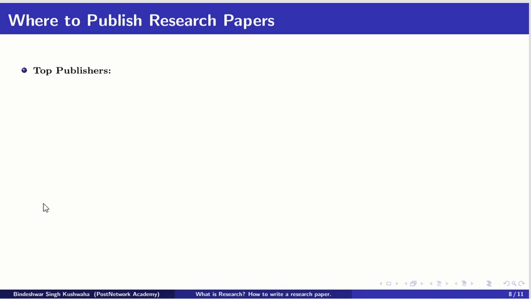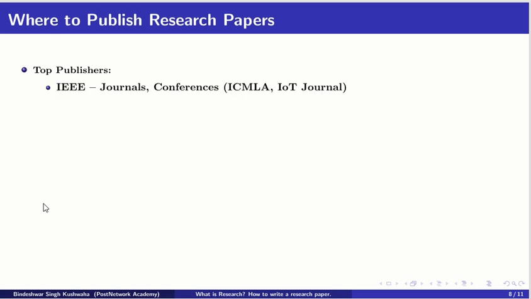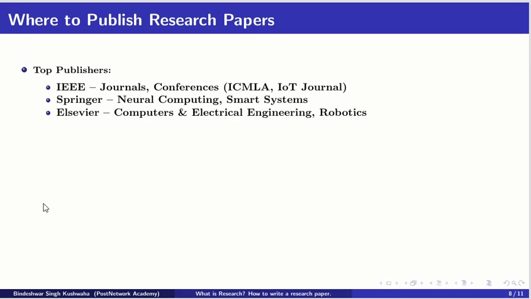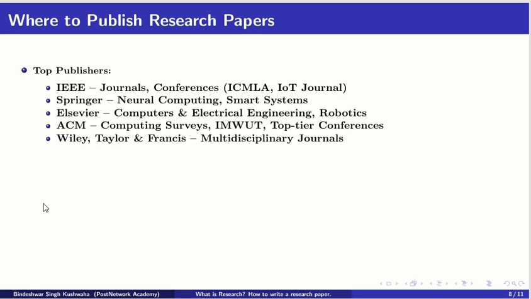Now where to publish research papers? The top publisher in this field is IEEE, Institute of Electrical and Electronics Engineers. So you can target journals, conferences. Springer: there is a wide range of journals you can publish in. These are only two examples. Elsevier is also a publisher and has many journals. ACM, Association for Computing Machinery: you can publish surveys and research papers. Wiley, Taylor and Francis are multidisciplinary.